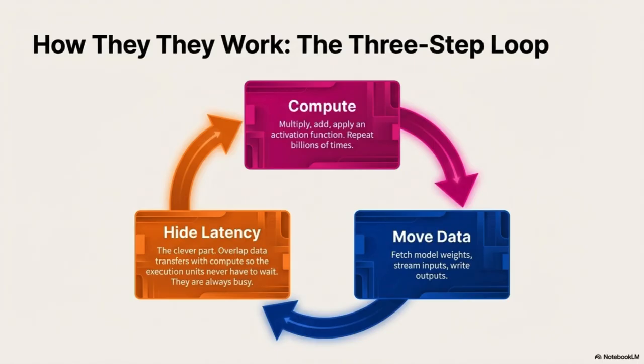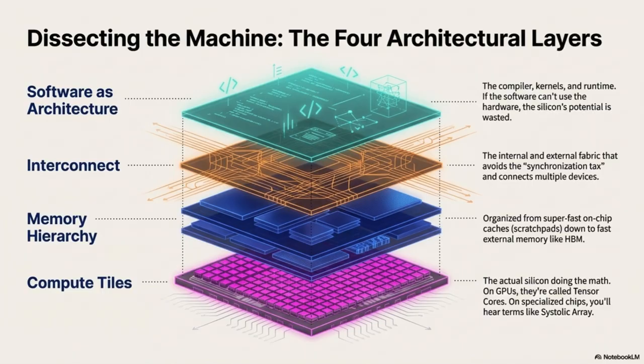Okay, let's go one level deeper into the architecture, because this is where all the jargon lives. We can break it down into 4 layers. Sure. First, you've got the compute tiles. These are the actual silicon elements. On a GPU, they're called tensor cores. On a specialized chip, you might hear the term systolic array. Which is what? Think of a systolic array as a perfectly organized assembly line. Data flows in one end, results flow out the other, and it's designed for one thing, churning out matrix math at maximum speed. Got it.